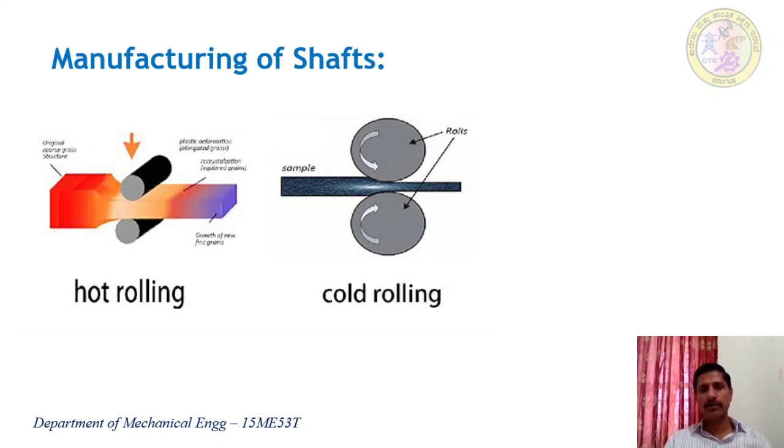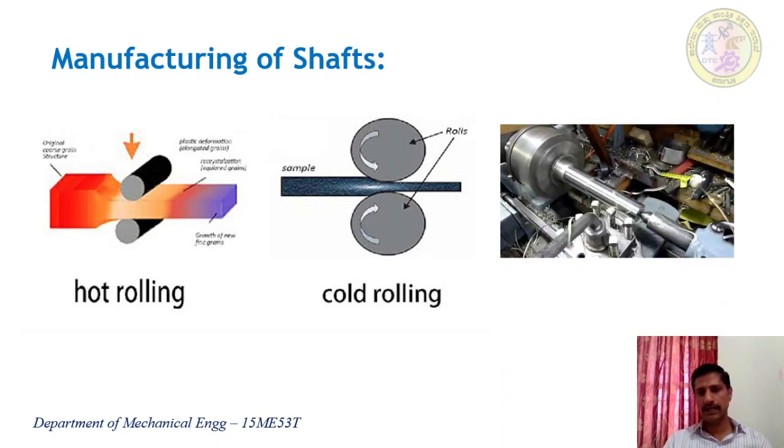And normally after doing a hot rolling or a cold rolling process, we are going to finish to size by using a turning operation by using a lathe.